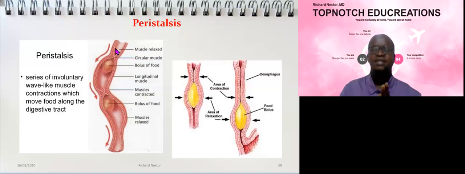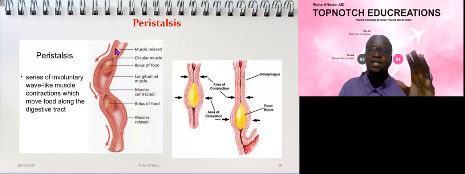Movements and processes that occur in our bodies can either be involuntary or voluntary. They are voluntary if they occur by will, if you decide as a person to do it. But they are involuntary if they occur without your will. Even if you have just taken food right now, you don't decide for the circular muscles and longitudinal muscles of your esophagus to contract or relax.